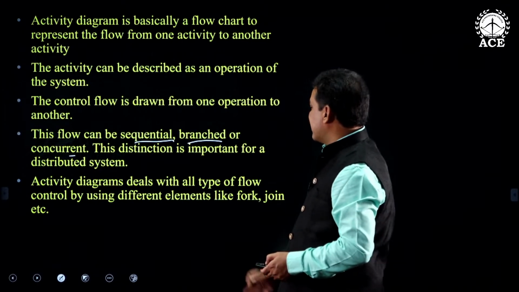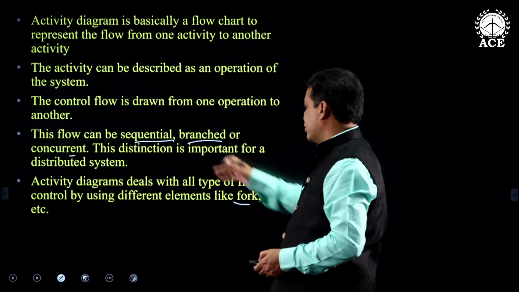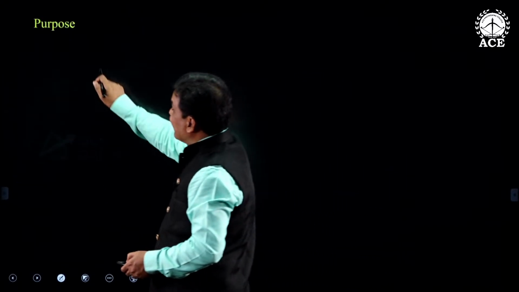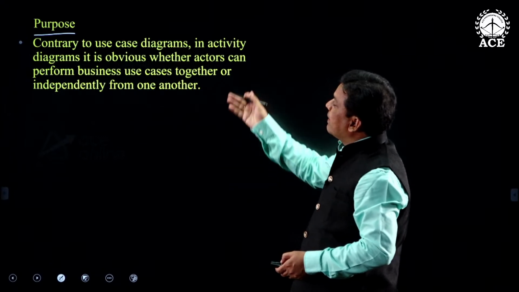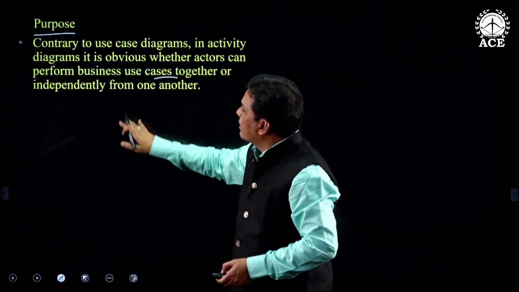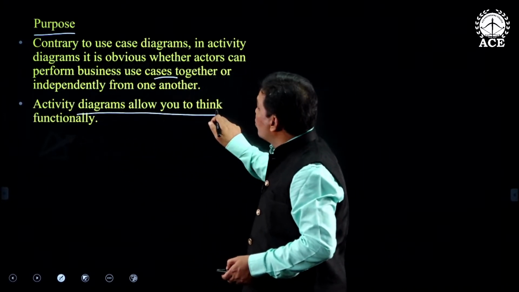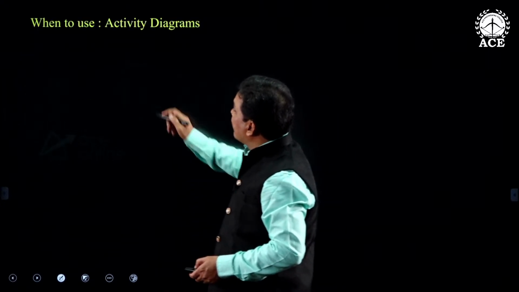Activity diagrams deal with all types of flow control by using different elements like fork and join, which we just discussed. So what is the purpose of this activity diagram? Contrary to the use case diagram, in an activity diagram it is obvious whether actions can perform business use cases together or independently from one another. Activity diagrams allow you to think functionally. That is the importance of the activity diagram.